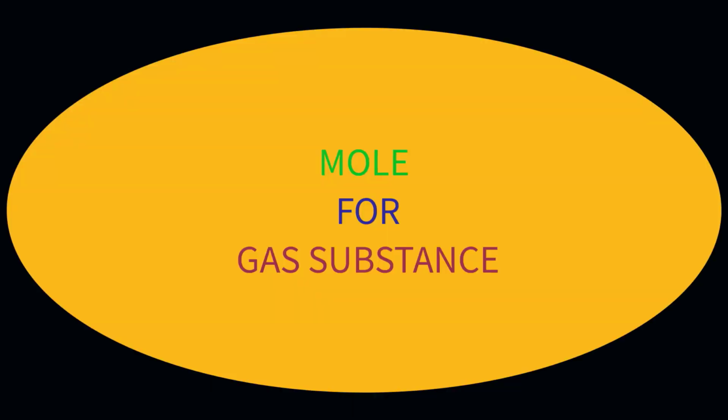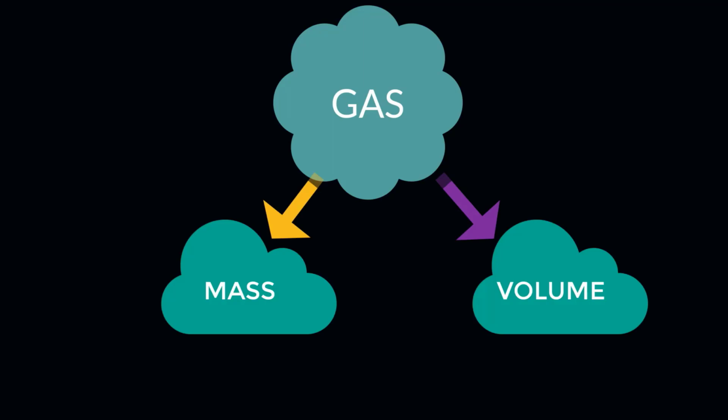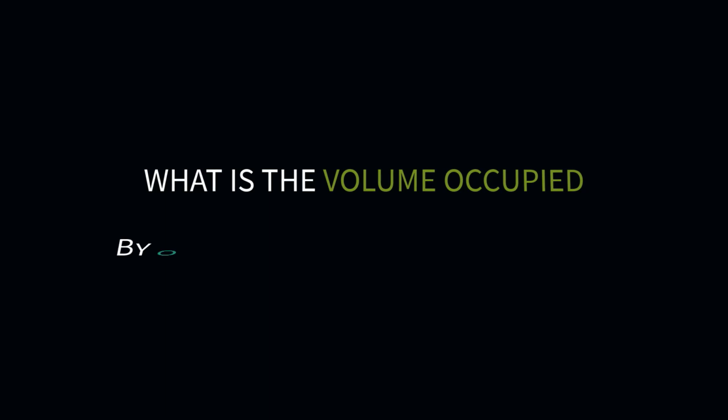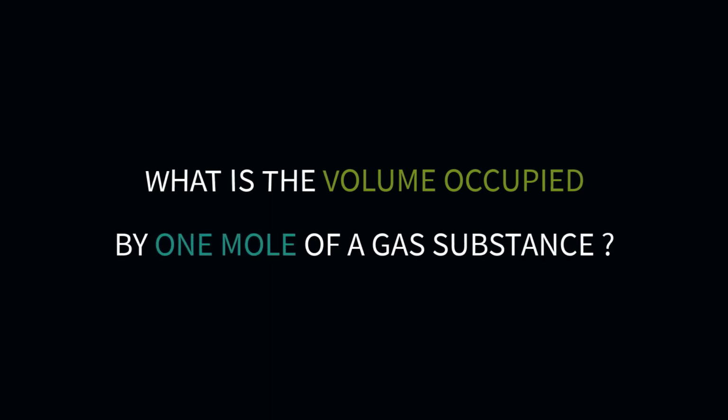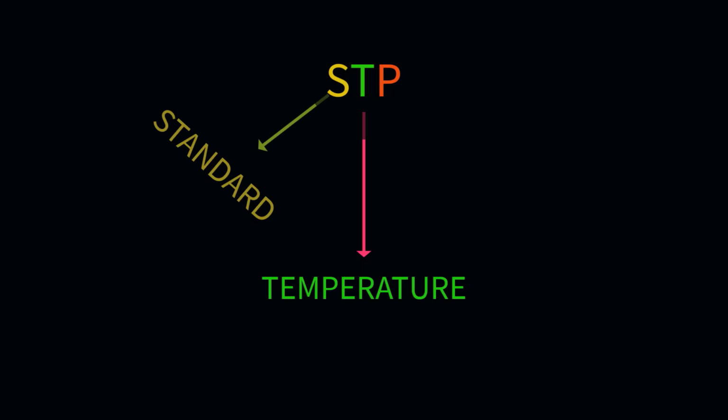For gas, to measure a gas, we only use mass and volume of the gas, because estimating gas molecules is impossible. So what is the volume occupied by 1 mole of a gas substance? 1 mole of any gas occupies 22.4 liters at STP. STP stands for standard temperature and pressure.